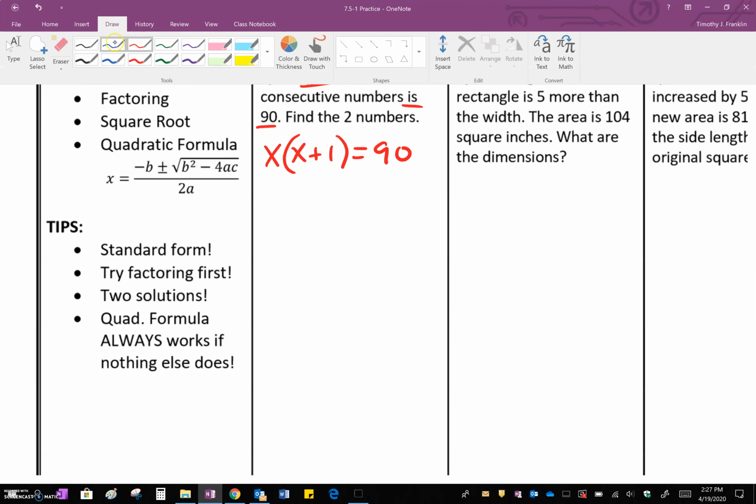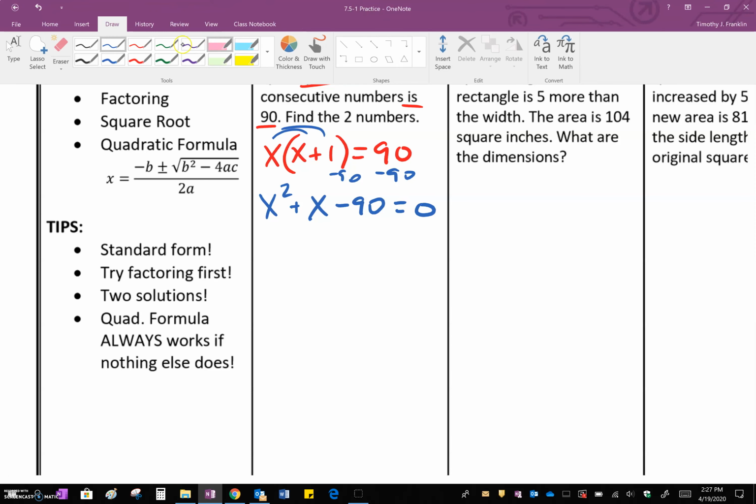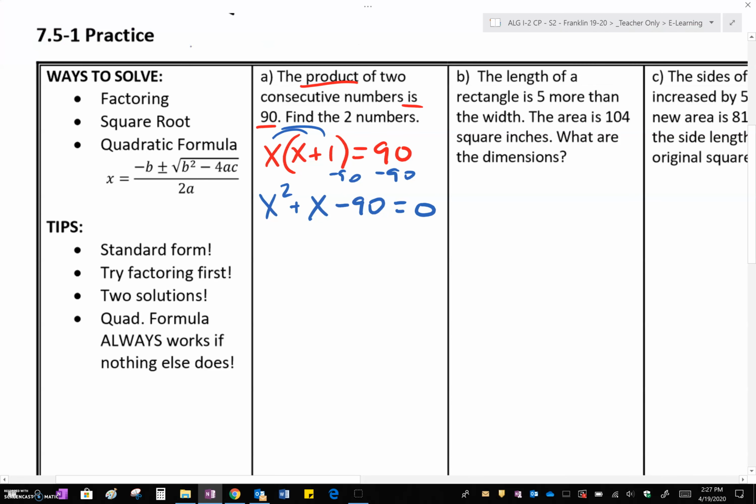So what we should do now is simplify a little bit. So that's x times x plus 1. That's x squared plus 1x. And then we can subtract 90. So minus 90 equals 0. So now our equation is in standard form and it is ready to solve. Now we can solve by factoring or square roots, which doesn't apply here, or the quadratic formula. Quadratic formula always works, but in this case it might be easier to factor.